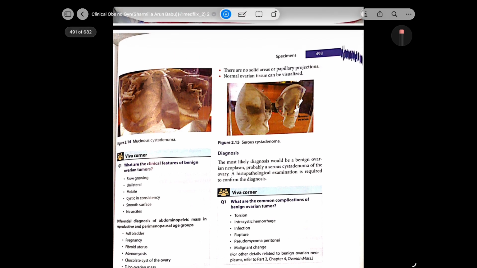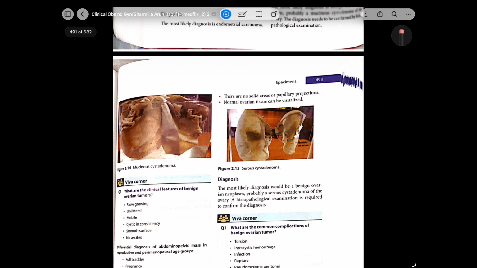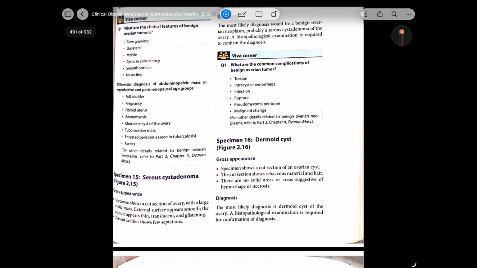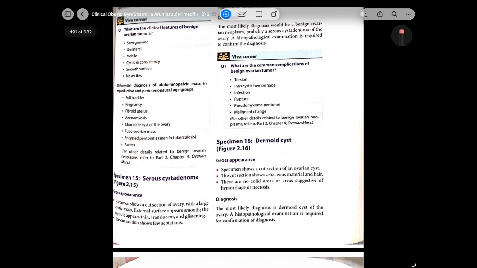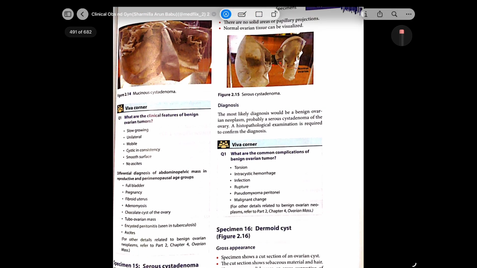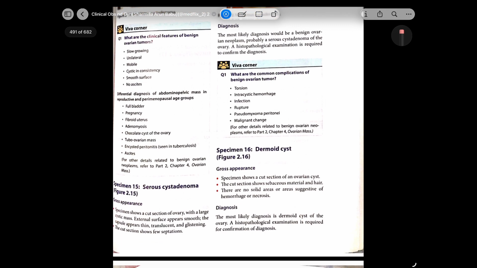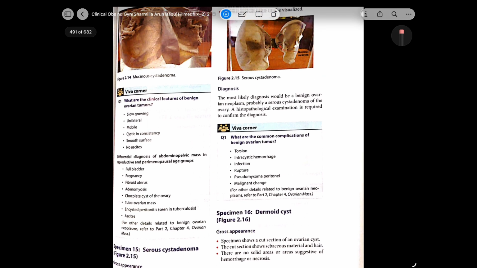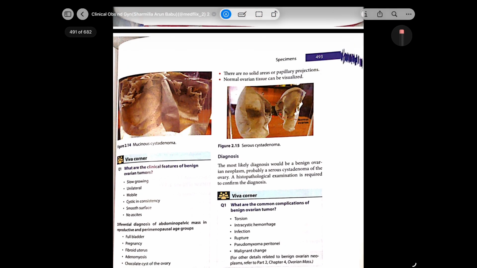Let's move on to the next specimen. This is the next specimen. The specimen shows a cut section of ovary with a large cystic mass. External surface appears smooth. The capsule appears thin, translucent, and glistening. The cut section shows few septations. There are no solid areas or papillary projections. Normal ovarian tissue can be visualized.